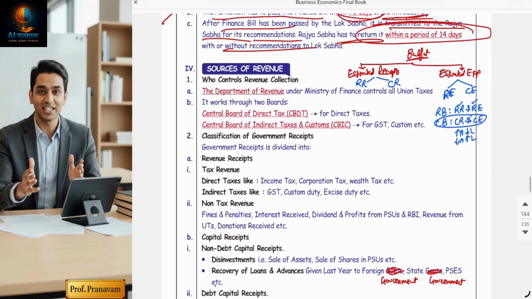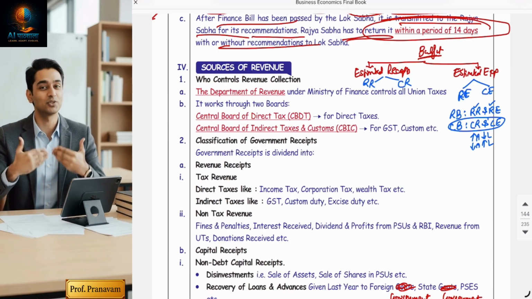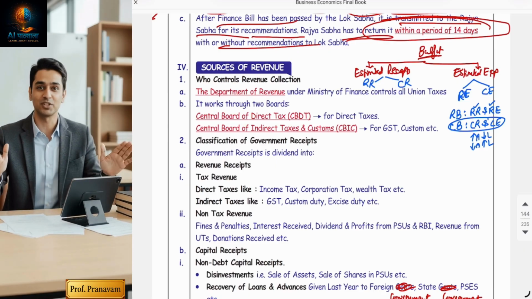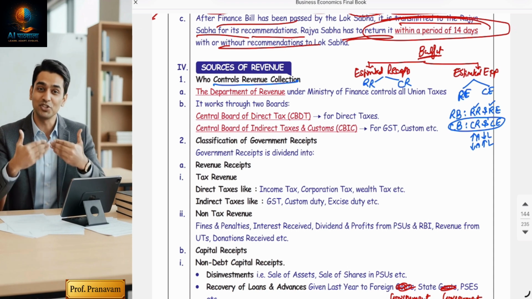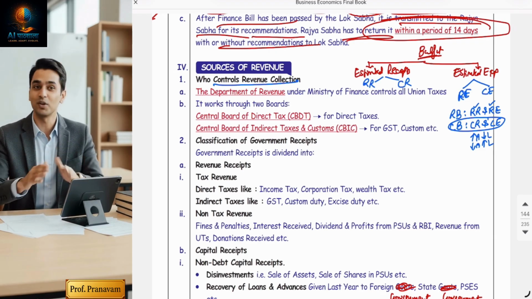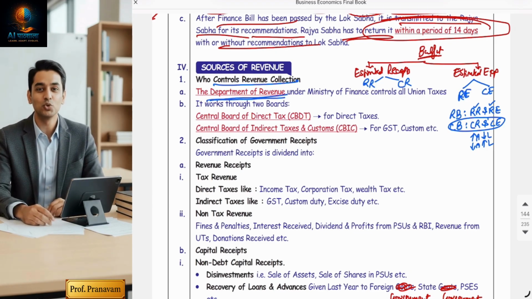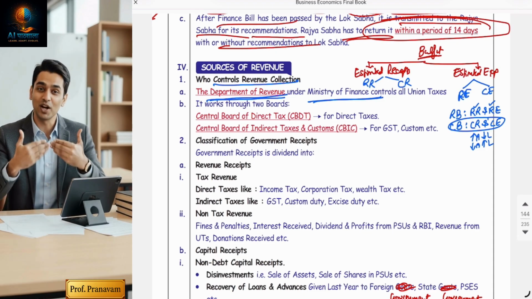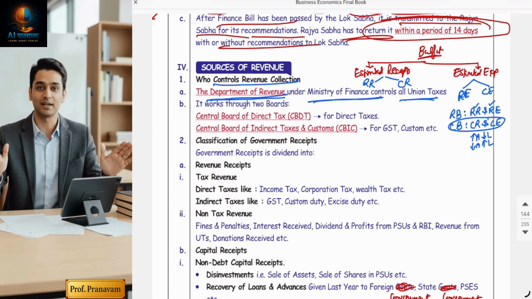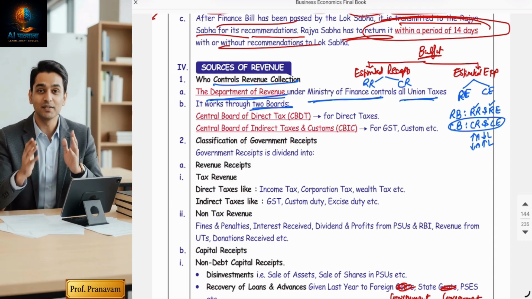So let us understand the sources of revenue. Very first, who controls revenue collection? Revenue means the money coming to the government. It's the most important source. Without revenue, government will not be able to spend. The revenue collection is controlled by the Department of Revenue, headed by the Ministry of Finance, which controls all union taxes. And the Department of Revenue works through two boards.